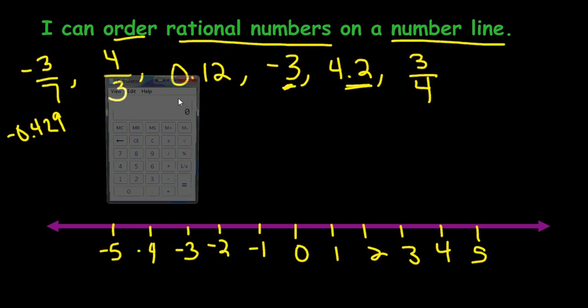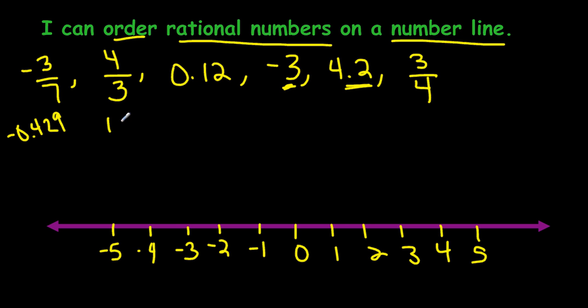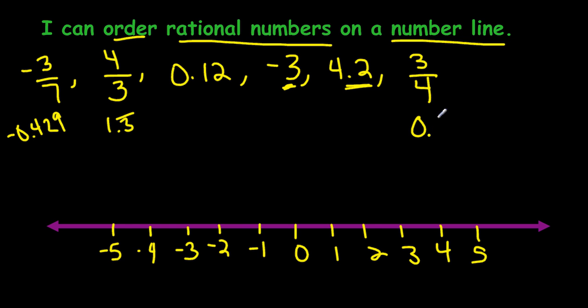I'm going to change my 4/3 too. I'll punch in 4 divided by 3 to get the decimal form. It looks like it's 1.3 with the 3 repeating. The 0.12 is already in decimals. -3, I don't need to change that. 4 2/10 is fine. Then 3/4. I hope we know 3/4 already in our head, but just in case you don't, 3 divided by 4 gives you 75/100. This helps me if I just do that automatically.